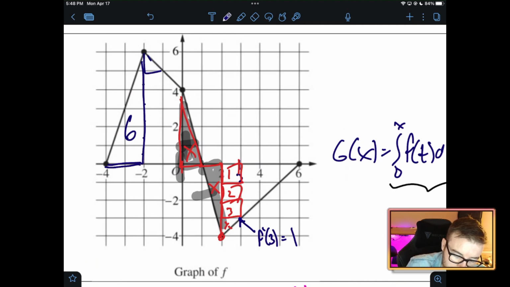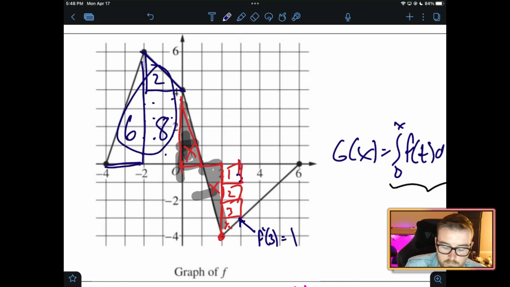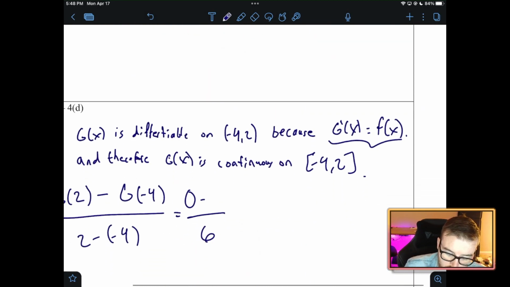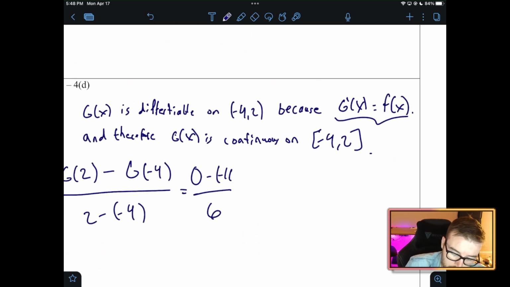Actually, let's do this whole triangle. That would make more sense. This area is 2. And then this is 1, 2, 3, 4, 5, 6, 7, 8. So this area is 16. Negative 16 is the answer to g of negative 4. So we end up with negative 16, which is positive 16 over 6. Now, positive 16 over 6.